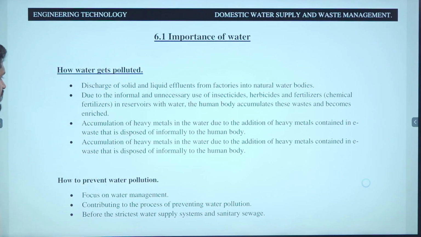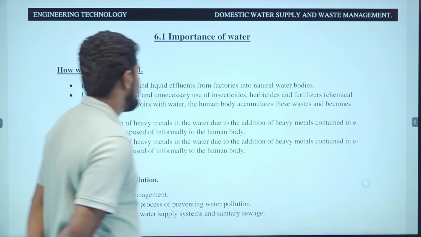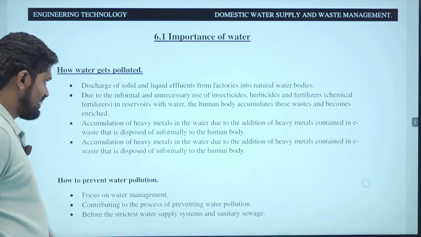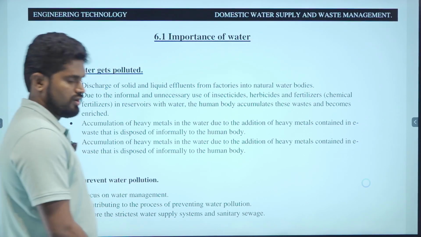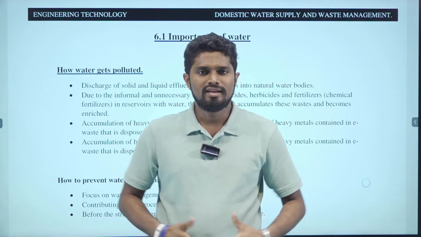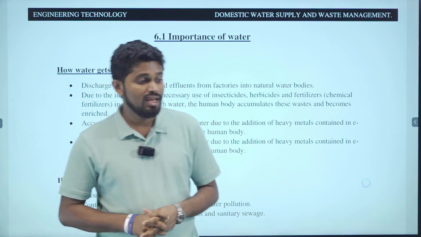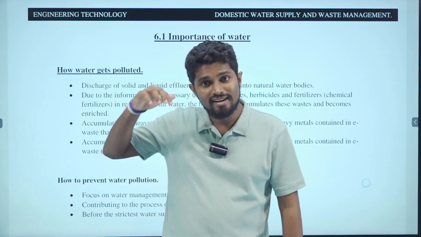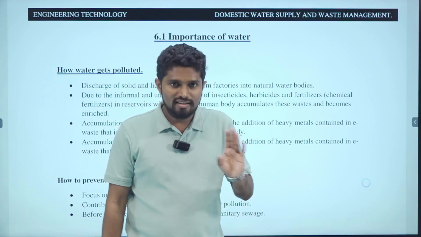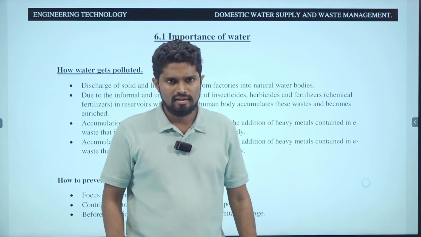Guys, then the second one is: due to the informal and unnecessary use of insecticides, herbicides and chemical fertilizers, which reach the water, the human body accumulates these wastes and becomes enriched. What is that? Now you know, if you go to the Anuradhapura area, many people have kidney problems, no? In those areas they add more fertilizers. Fertilizers have higher density, and this higher density has a very big effect. Yes, the effect is very big.